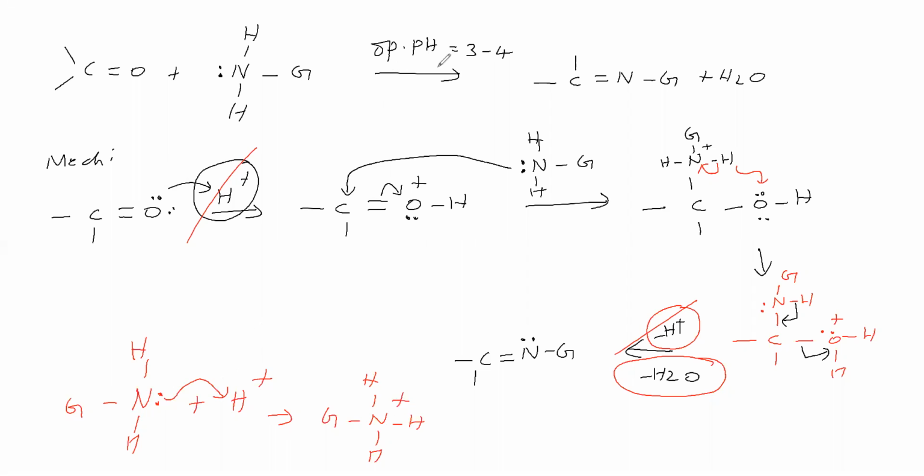Therefore, the optimum pH is 3 to 4. We want acidic medium, but it should not be highly acidic. Therefore, we keep optimum pH 3 to 4. Now, in the place of G, what can we take? That we'll see. First, we will write this equation.